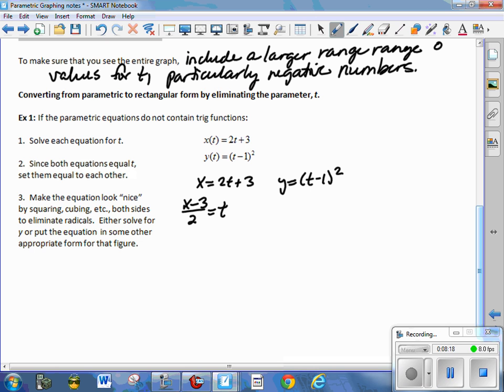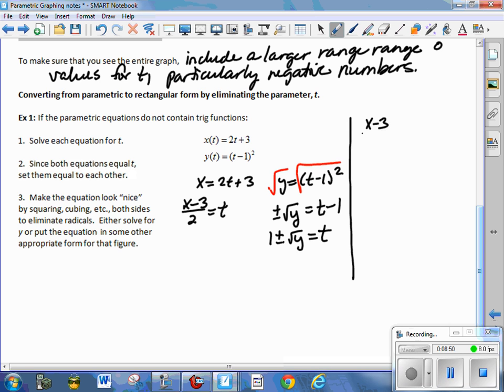On the right-hand one, I would take the square root of both sides. So if I take the square root of both sides, remember I have to use plus or minus. This would be plus or minus the square root of y equals t minus 1. If I solve this for t, this would be 1 plus or minus the square root of y is equal to t. Now, because both of those are equal to t, I can set the two expressions equal to one another. And I can say, draw a line here, (x minus 3) over 2 is equal to 1 plus or minus the square root of y.